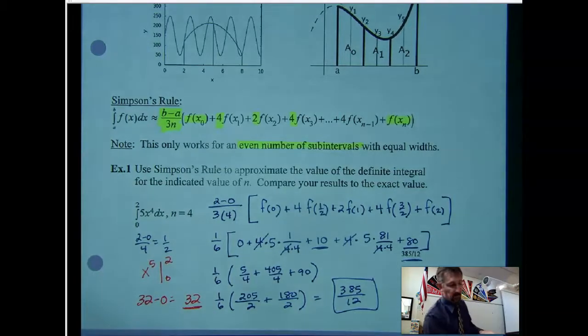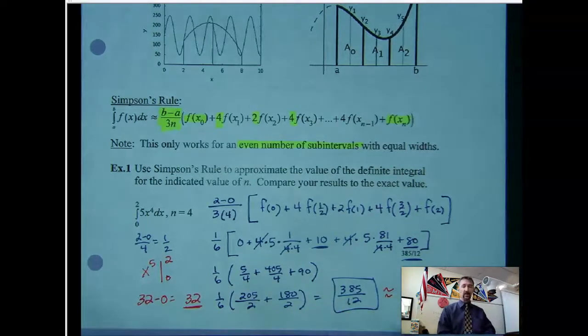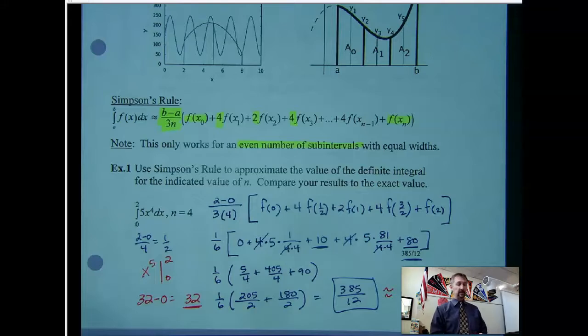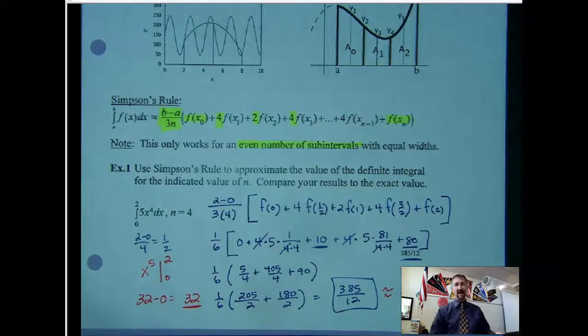So if we compare that, I'm just going to check on my calculator real quick, and 385 divided by 12 is 32.083. So that is pretty darn close, pretty good approximation. Remember, in AP Calculus, we have to round off to the thousandths place accurately.